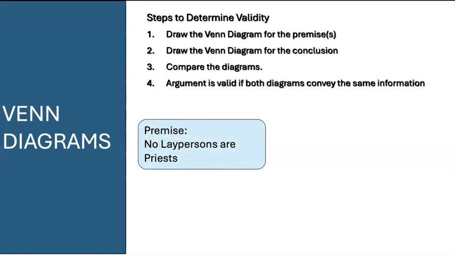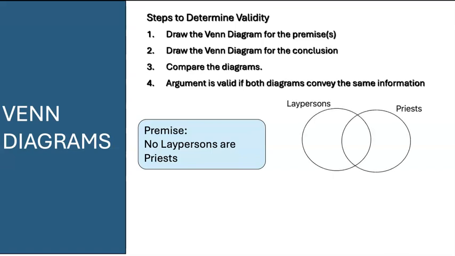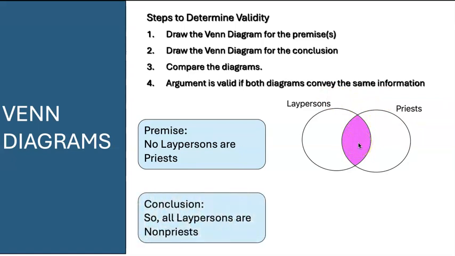An example. Premise says no laypersons are priests. Right? So first thing is laypersons, subject, priest is a predicate. So subject, predicate. And if it says no laypersons are priests, that means there is no overlap between the two. So we're going to shade the overlap section. Right? So this would be that. The conclusion says, so all laypersons are non-priests.